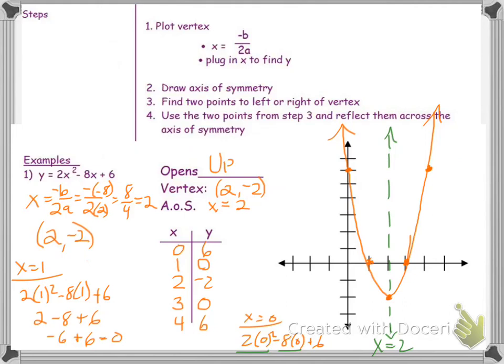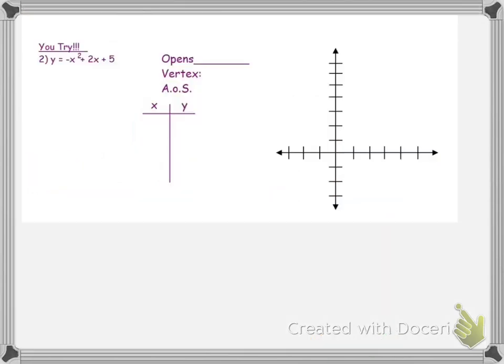And because the a is greater than 1, what this graph is doing from the parent function is it's getting stretched vertically, which means it's a little more narrow. Here's one for you to try on your own. Pause it. I'm going to give you the answer here in a second.